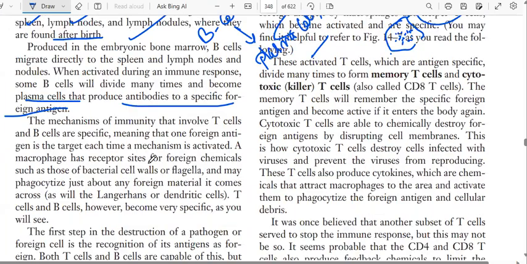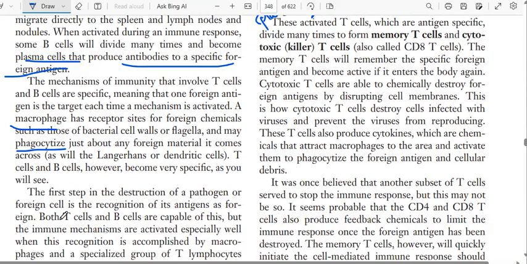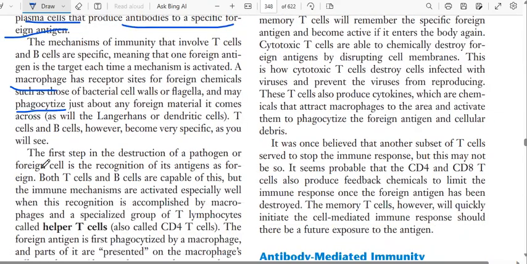The mechanisms of immunity that involve T cells and B cells are specific, meaning that one foreign antigen is the target each time a mechanism is activated. A macrophage has receptors, sites for foreign chemicals, such as those of bacterial cell walls or flagella, and may phagocytize just about any foreign material. T cells and B cells have become very specific, as you will see.